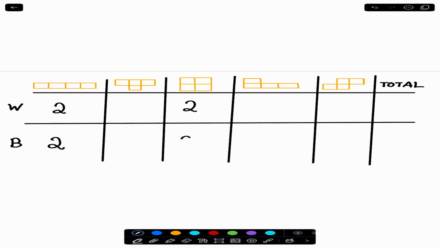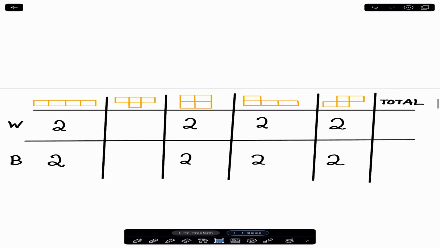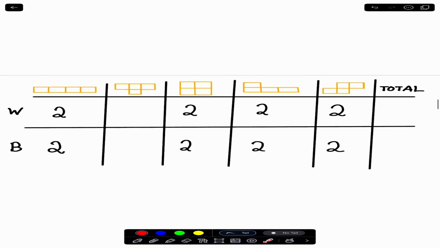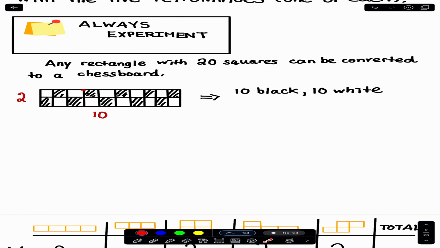It's the same story for the square tetramino, the L tetramino, and the skew tetramino. And you can try this out for yourself. You'll see it will always cover 2 white squares and 2 black squares for these 4 tetraminos. But the interesting thing is the T tetramino. There's a reason why we left it empty, and that's because it's a strange one.